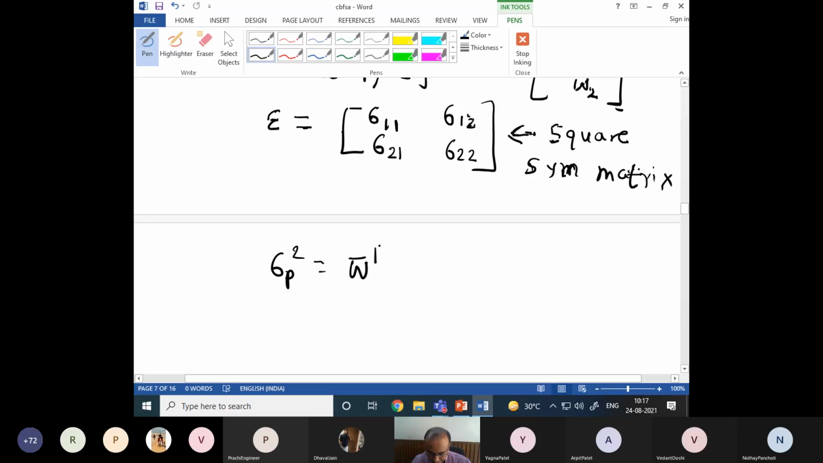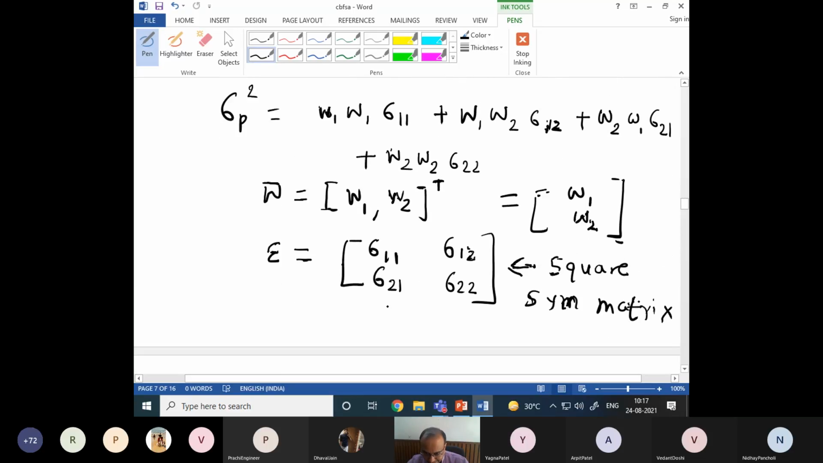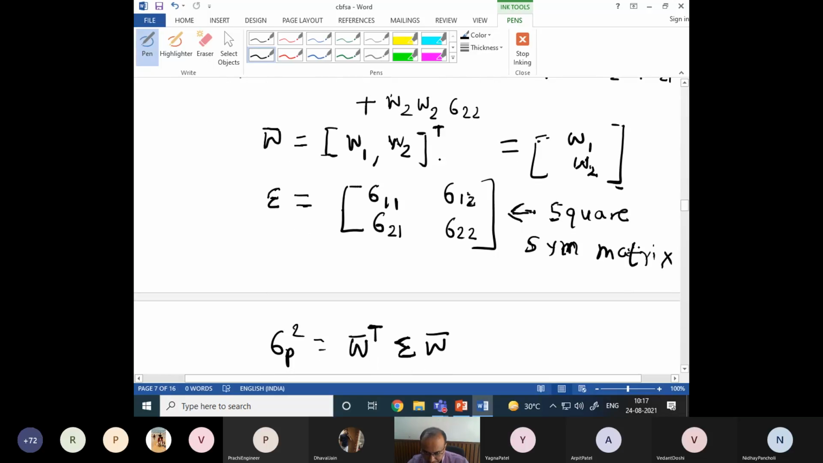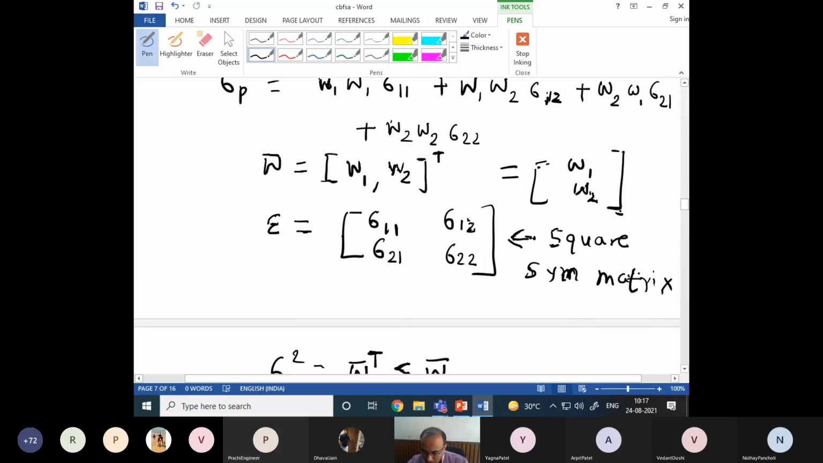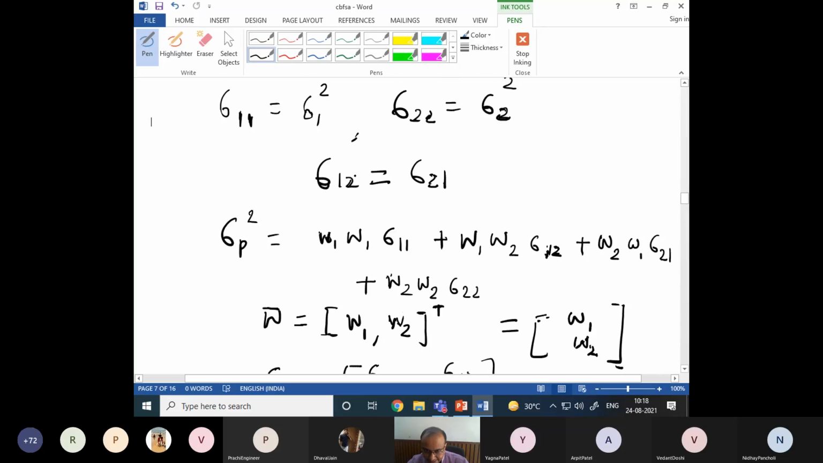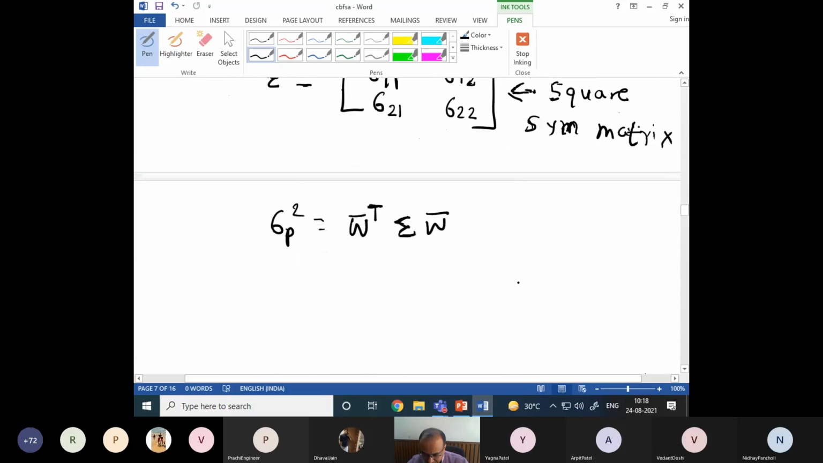W transpose sigma into W. You can see W transpose means it is W1, W2. Then sigma is this square matrix sigma 1 1, sigma 1 2, sigma 1 2. So you can multiply it first W transpose with this sigma matrix, right? And then again it is multiplied with W. So W is a column vector W1, W2. So you will find its expansion is this, and this is actually equal to whatever we have derived: sigma p square equal to W1 square sigma 1 square plus W2 square sigma 2 square plus twice W1 W2 into sigma 1 2. So we can write it in this way.